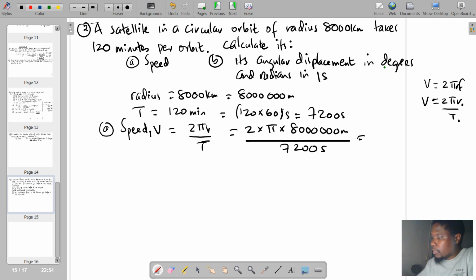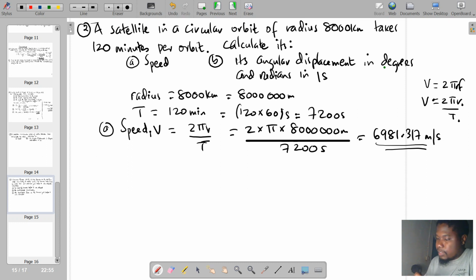When you do the calculation here, it has 2 times pi multiplied by 8 million divided by 7,200. That gives us 6,981.317 meters per second. Okay, that's the answer we get.